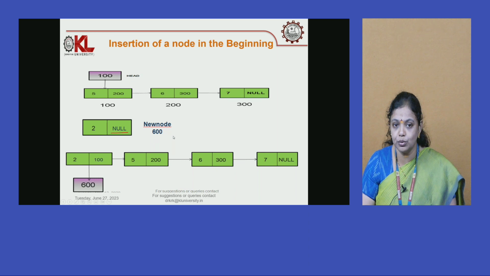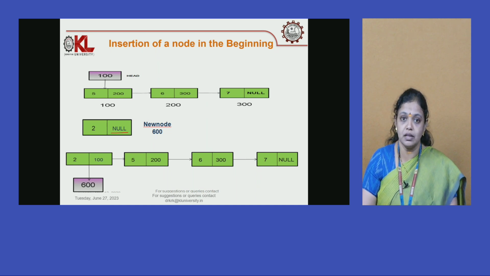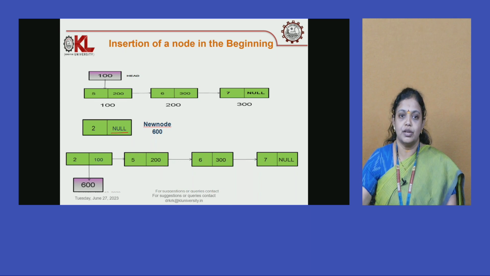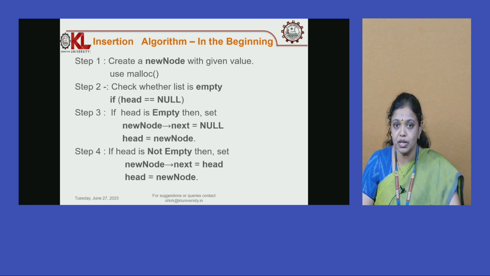What is the address of 2? 600. So 600 is replaced in the head. This purple one is the head. Am I right? So this is the insertion of the node in the beginning as the first node, right? So that is the pictorial representation. Yes, now this is the insertion algorithm, insertion in the beginning.